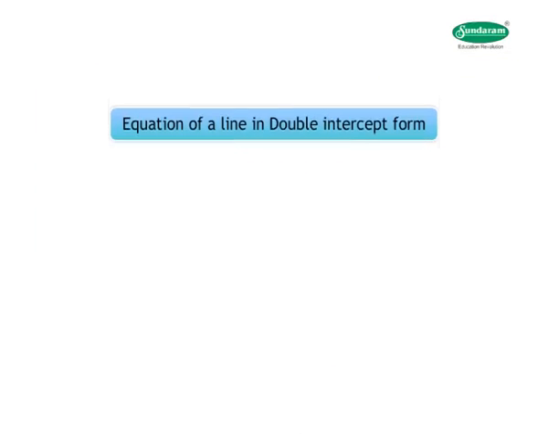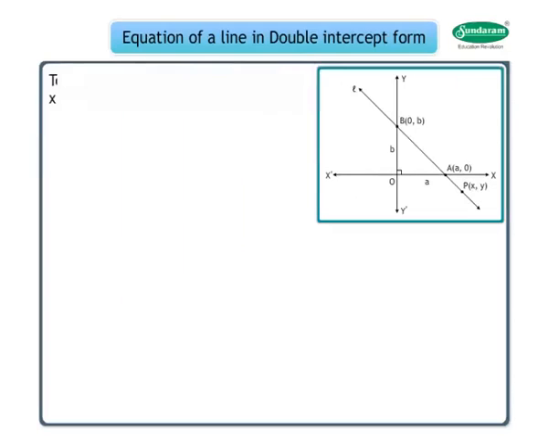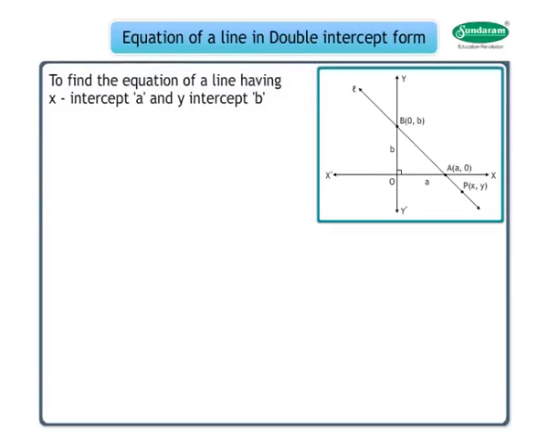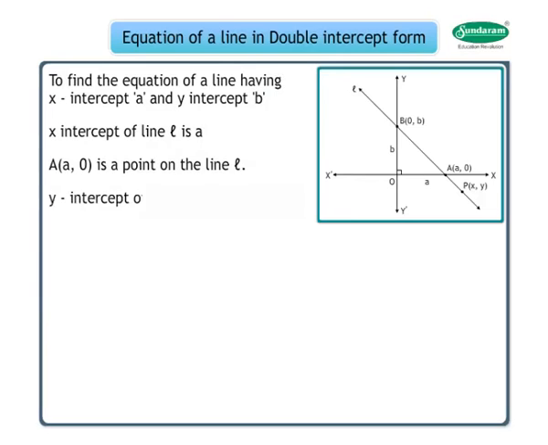Let's look at the double intercept form. To find the equation of a line having x-intercept a and y-intercept b. X-intercept of line L is a. A, coordinates small a, 0 is a point on the line L. Y-intercept of line L is b. B, coordinates 0, b is a point on the line L.